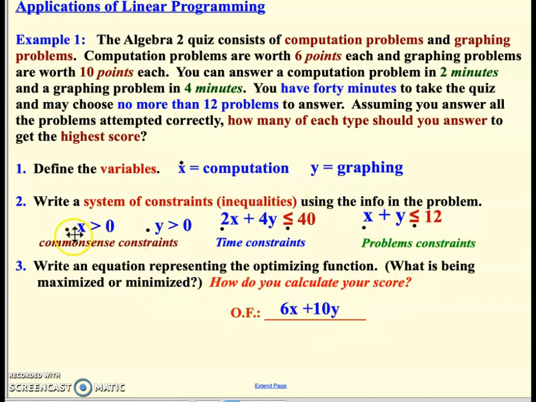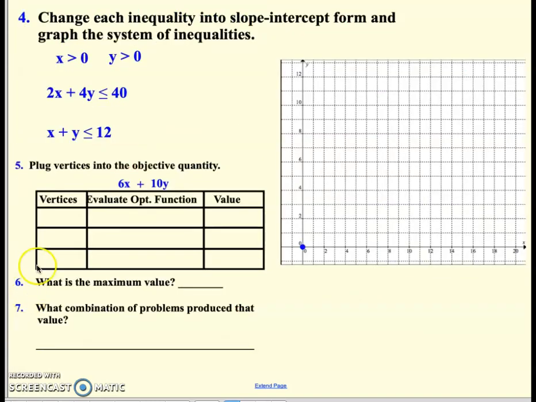We know what our variables are. We've got our system organized. We've got our optimizing function. We can now start working through the rest of the problem. Working through the rest of the problem is really just graphing. So here's our common sense. Now you notice how they're dashed, because we're saying we're not going to operate in 0. We're not going to operate in negative. Again, I could do this on Desmos if I wanted to.